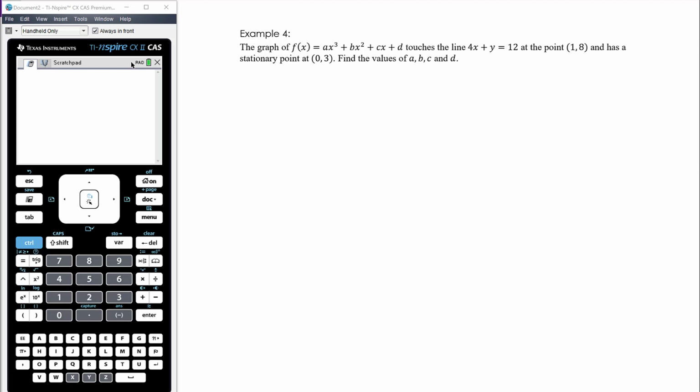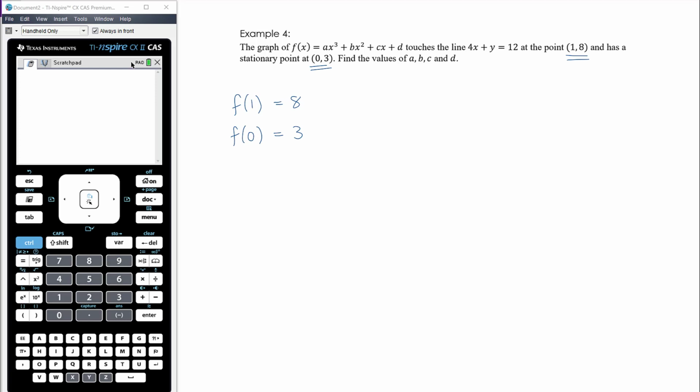The first most useful 2 bits of information are the fact that it goes through these 2 points. So we know that f(1) is equal to 8, and we know that f(0) is equal to 3. Then we're actually told about the gradient at each of those points.